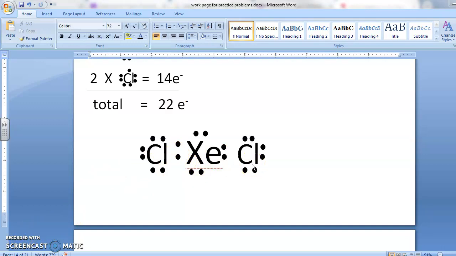Time to check our total electrons. Chlorine has 8 around it. Chlorine has 8 around it. That's 16, 17, 18, 19, 20. We're supposed to have 22 electrons. So we have to add 2 electrons to the molecule.